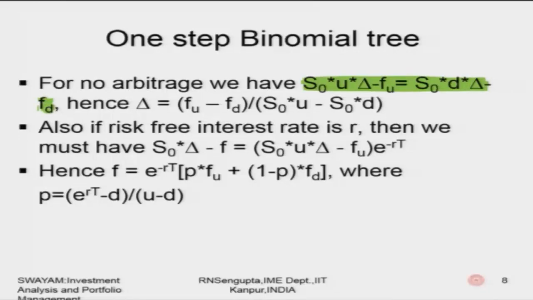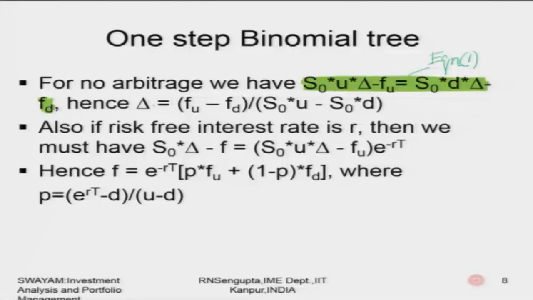Now, in this simple equation, S naught is known because it is the price of the stock today. I assume, depending on the probability, what would be the upward and the downward movement of the stock price, and I also know the option prices, f_u and f_d. So, the only variable which is not known, which we need to find depending on how we can make our portfolio riskless, is delta. Once we solve it, the delta value becomes this.